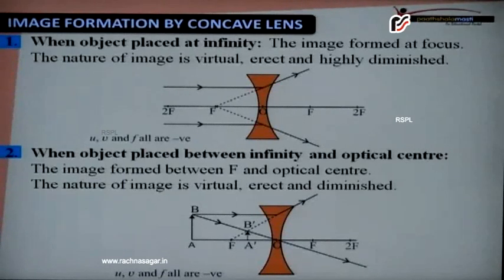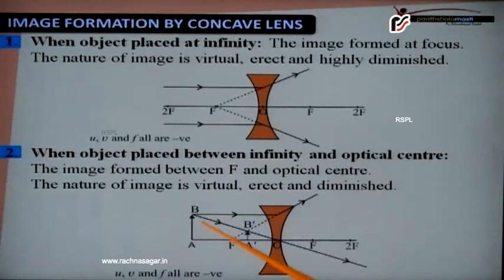That's why the image is virtual, erect and highly diminished, or we can say that the size of image is point size. Next case, when object placed between infinity and optical center anywhere.